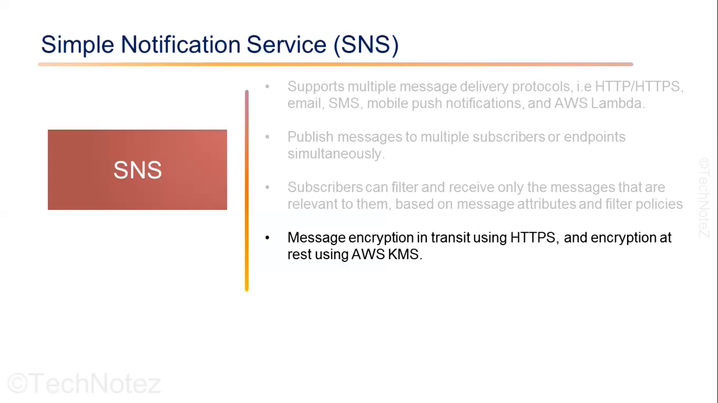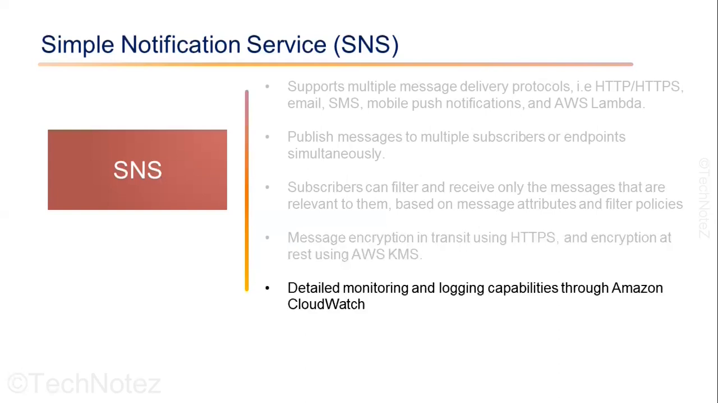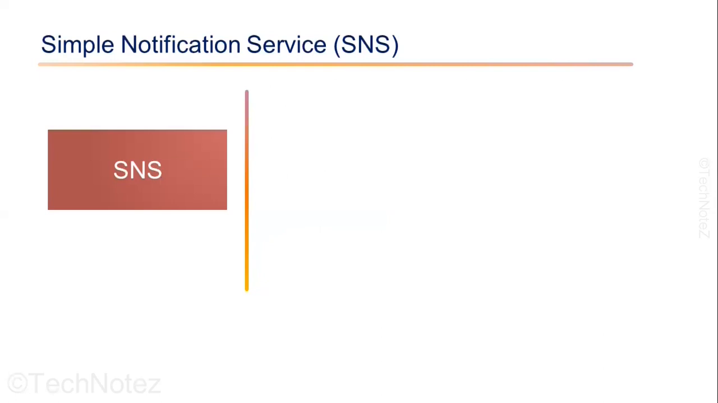SNS can be integrated with other AWS services such as AWS Lambda, CloudFormation, CloudTrail, and CloudWatch to provide seamless messaging capabilities across the AWS environment. SNS provides detailed monitoring and logging capabilities through Amazon CloudWatch, enabling you to track message deliveries, errors, and performance metrics. SNS is a fully managed messaging service that enables the distribution of messages to multiple recipients or subscribers. It can be used to send messages to a large number of subscribers, such as mobile devices or distributed systems.